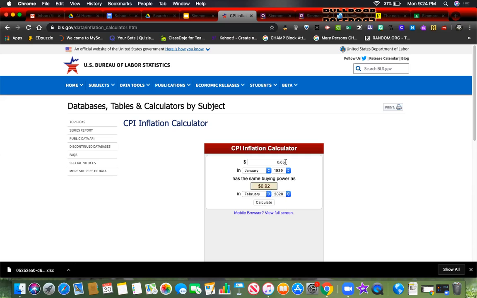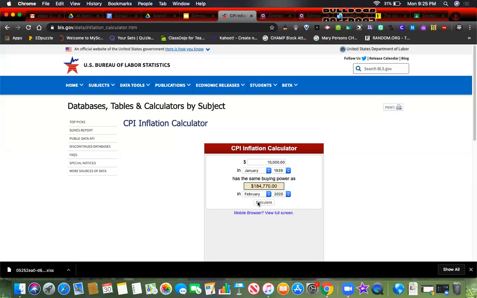I think a better idea, to give you an example of purchasing power for things, what if I made $10,000 a year in 1939? That would basically be the same as making $184,770 these days. Okay, that's a pretty big jump in how much money you're making from year to year.